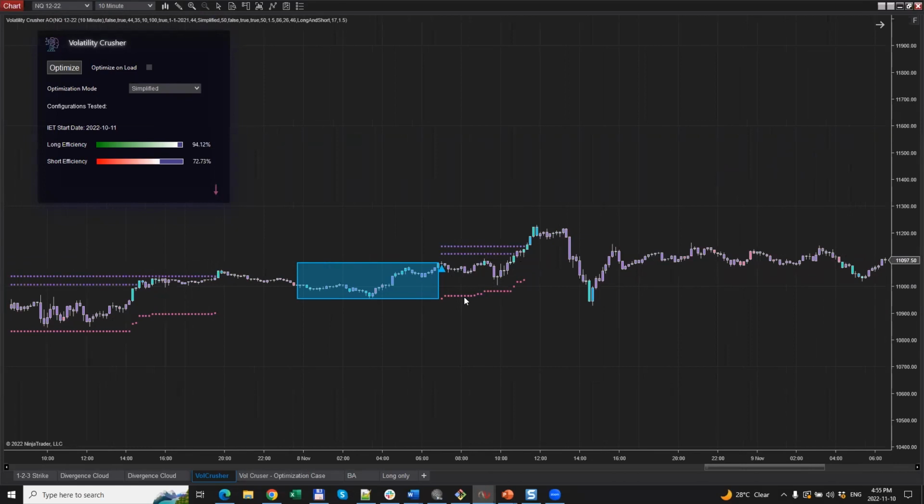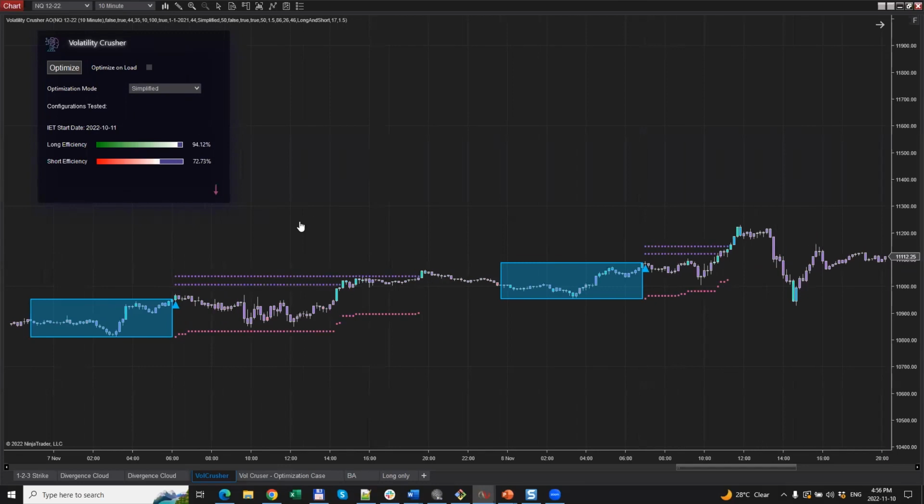Typically, our winners are bigger than the losers, so even with statistics of around 50%, you can be profitable. But with Volatility Crusher, you would like to see statistics well above 65, 70%, which is the case here for both the long and short direction. And the way this indicator works is a little bit different.